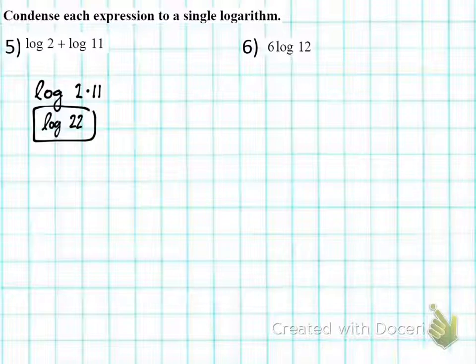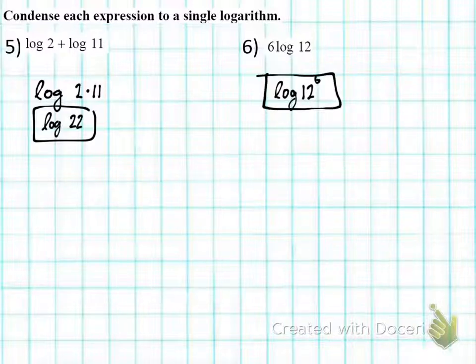Okay, number 6. Turn to your neighbor. Do this one. This is the last one. What property would you use? What property, everyone? Power property. Good. So we got common log of 12 raised to the 6th power. Okay, and I'm not going to multiply 12 6 times, so this is your answer. That's it. Does that make sense?